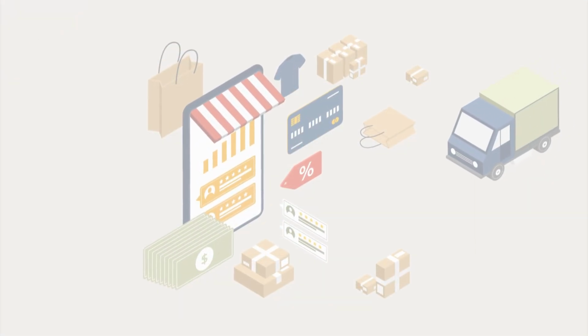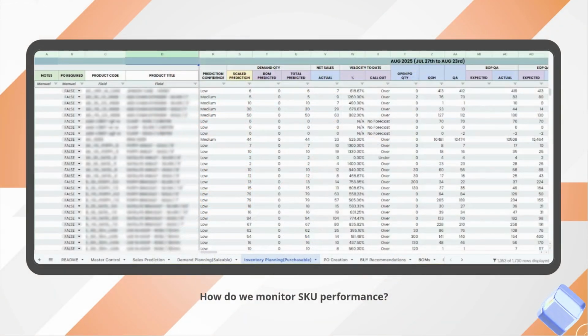How do we monitor SKU performance? Sales velocity compares actual sales to the monthly forecast and flags SKUs as underperforming, on target, or overperforming. Flags appear in the planner and suggest actions: investigate, pause replenishment, or accelerate orders.